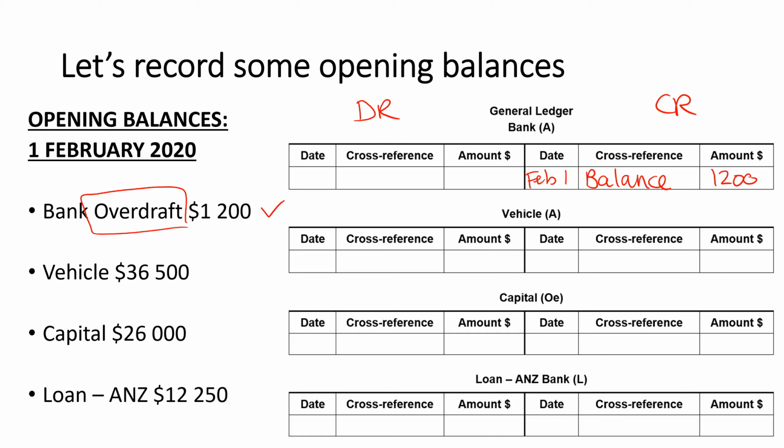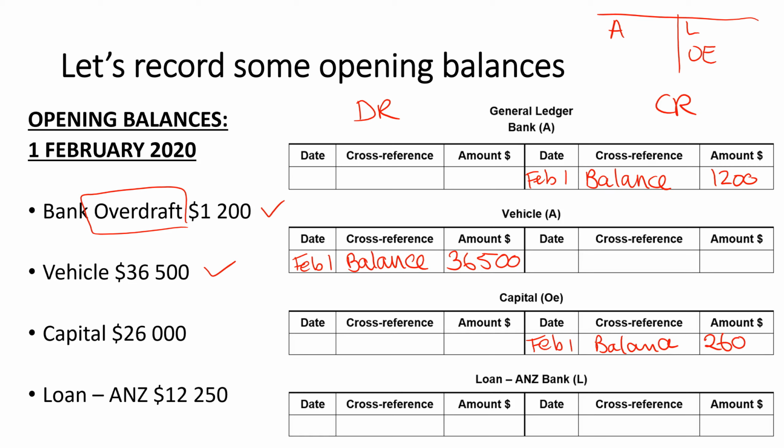Second transaction is for a vehicle. A vehicle is an asset, and we know that an asset would typically have a debit balance, so that'll be on the left. Same thing, Feb 1, balance, $36,500. Capital. Capital will typically have a credit balance. Remember this idea here from our balance sheet. So Feb 1, balance, $26,000. And lastly, a loan.